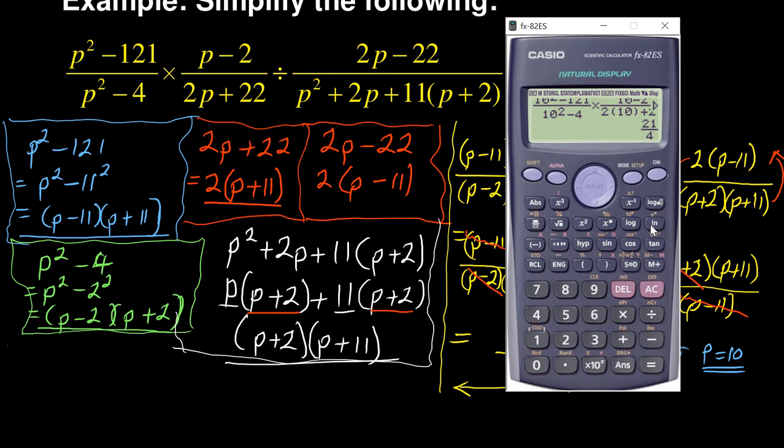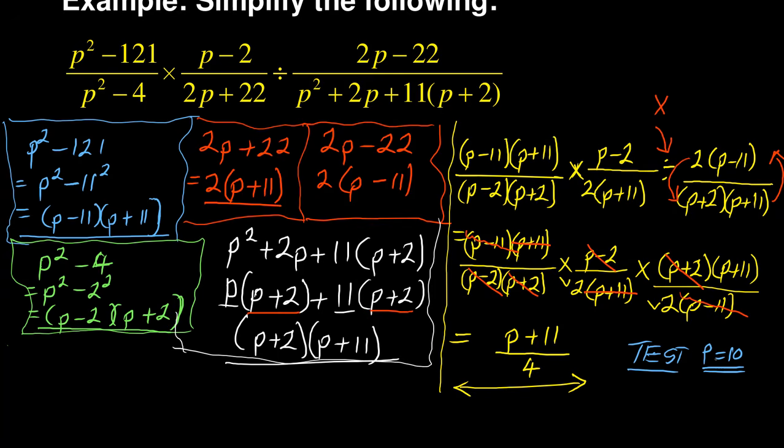Now let's look at our answer. It is equal to 21 over 4. Remember, I also got 21 over 4 in the first one. I'm also getting 21 over 4 when I substitute. So if both the final answer and the beginning of the question is giving me the same answer, chances are I am correct. So this is how I usually test for my answer.